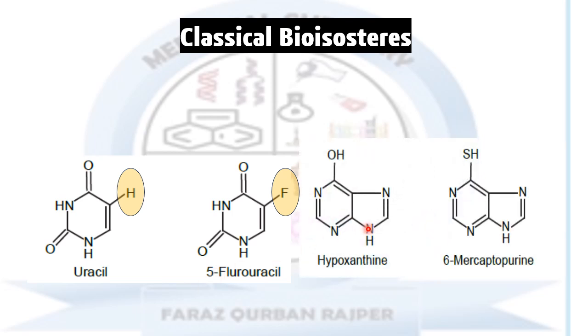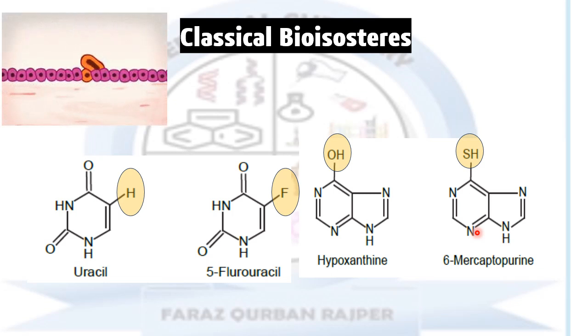And another is the hypoxanthine. In hypoxanthine, you may observe that it has the hydroxyl functional group, but when the oxygen atom of the hydroxyl is replaced with sulfur, it is converted into a drug, 6-mercaptopurine. Why is this modification done?